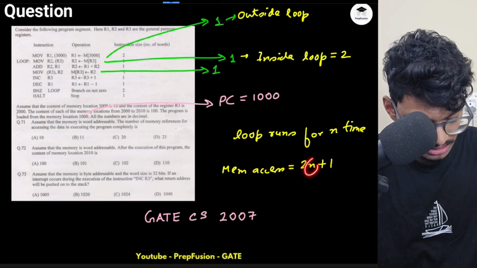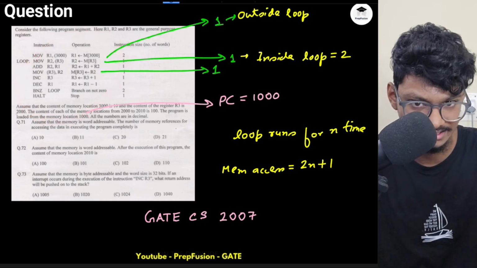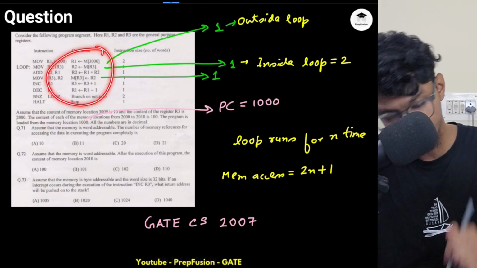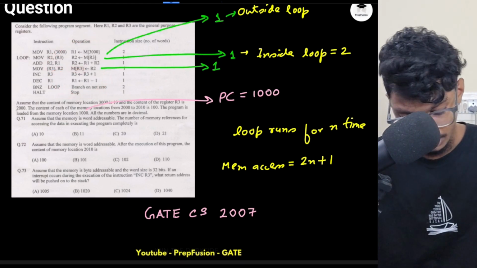Now what task is left? I have to just find out this n value. If I find out this n value, then I will be able to understand how many times I am accessing the memory. So how to find out n? For that, we have to go into the program and understand what each instruction is doing.